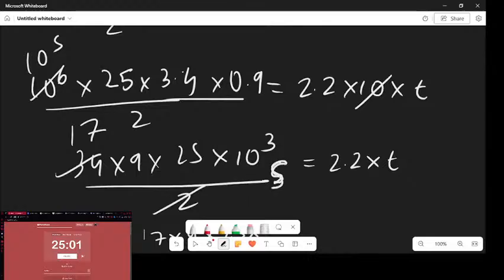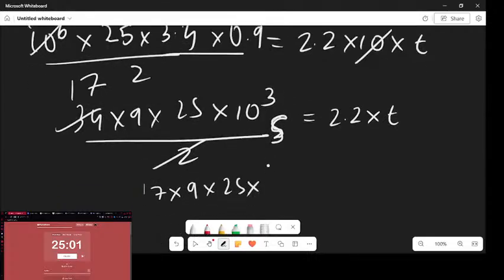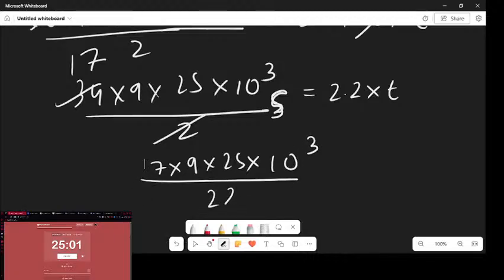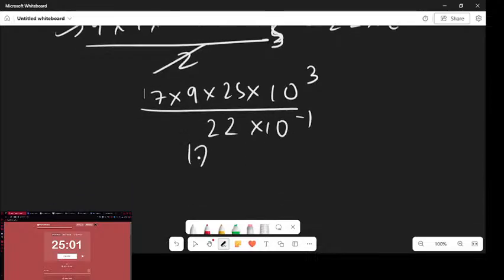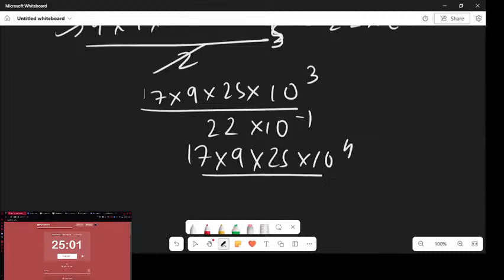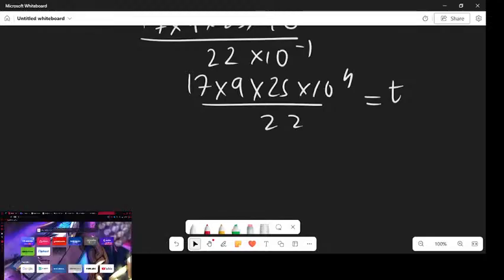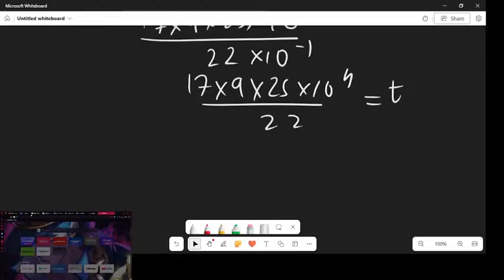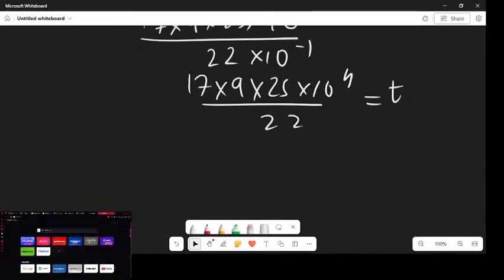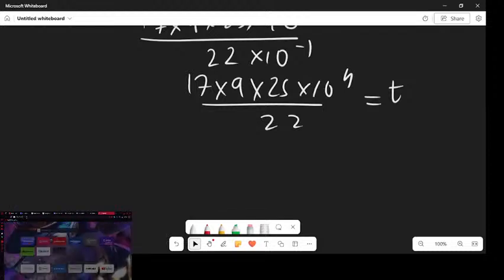This will be in seconds. 25 into 10 cube divided by 22 into 10 to the power minus 1, and 17 into 9 into 25 into 10 to the power 4 divided by 22 is equal to T. Let me use the calculator. 17 into 9 into 25, divided by 2.2.